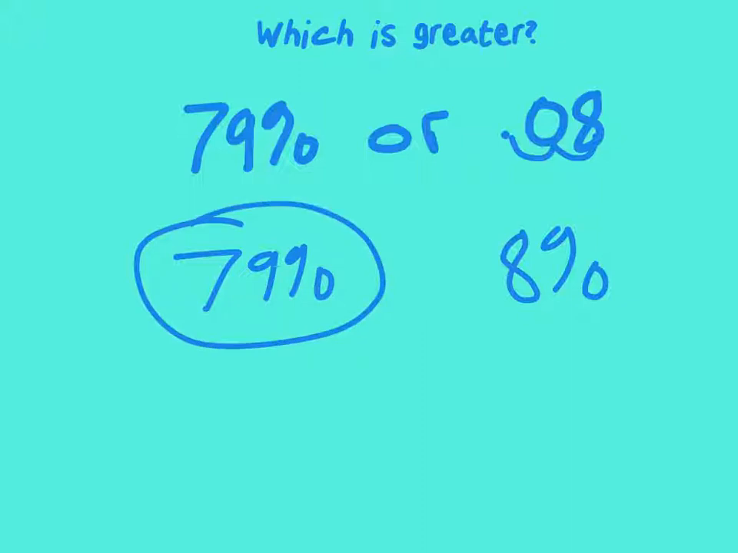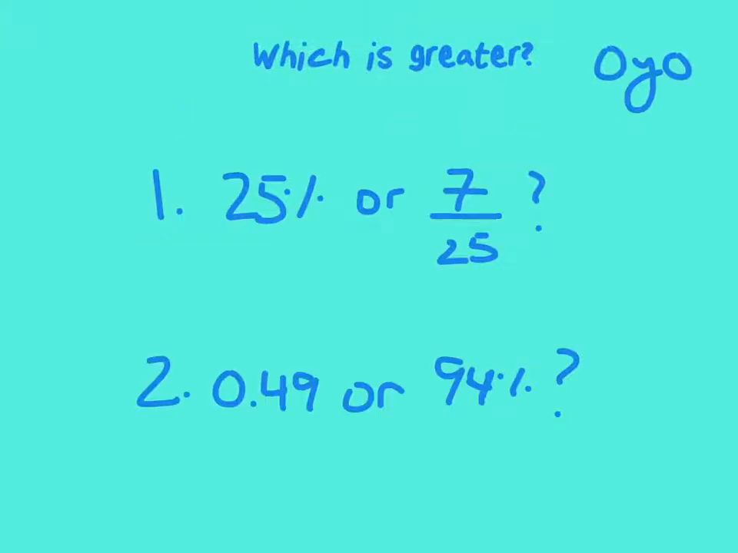79%. So that's going to be our answer. Here's 2 for you to try following the same method. Either you're going to turn them all into decimals or all into percents. You have 25% or 7 over 25. Number 2 is 0.49 or 94%. So pause this video here, see if you could do these 2, and then unpause it when you're ready for the answer.